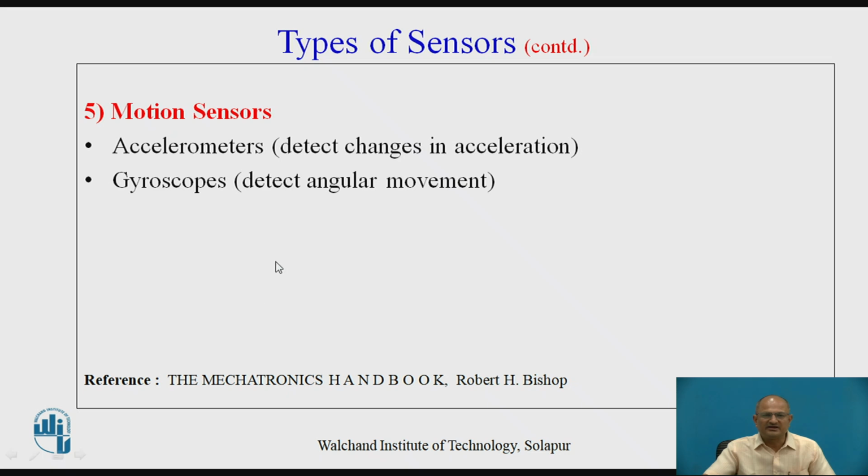Another type of sensor is the motion sensor. Motion sensors are used to detect a change in position, or a change in velocity, or a change in acceleration of the object. So these motion sensors generate an electrical signal whenever they find a change in velocity, displacement or acceleration. The motion sensors include accelerometers and gyroscopes.